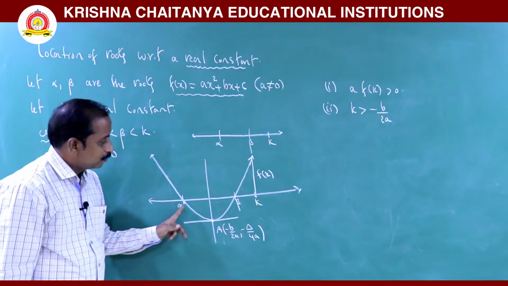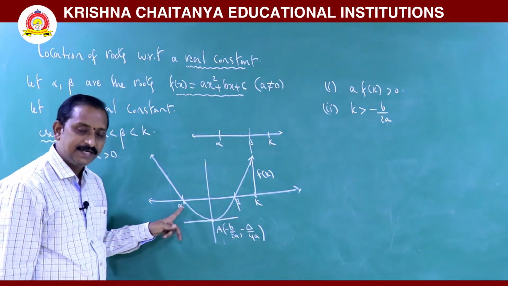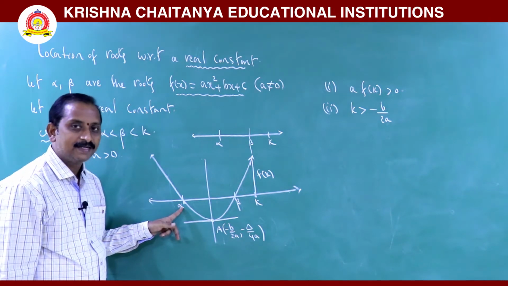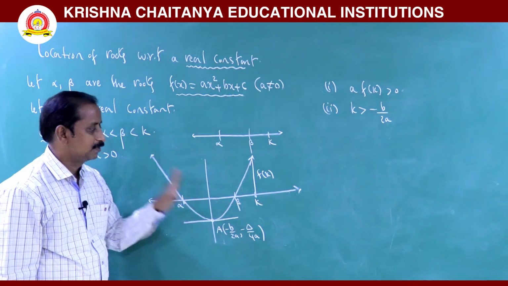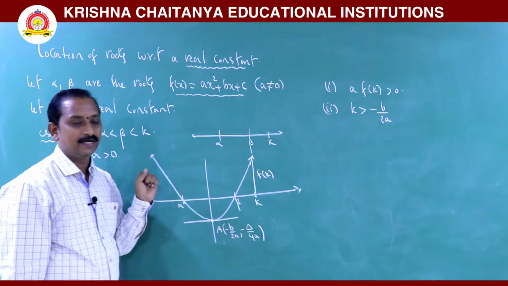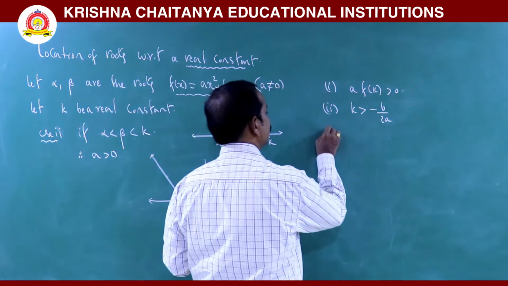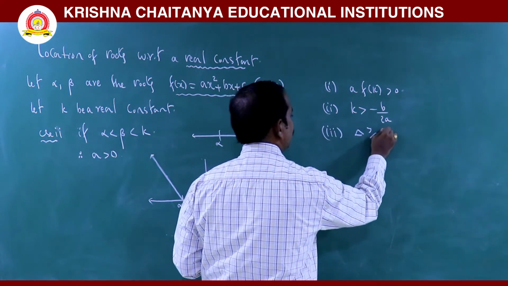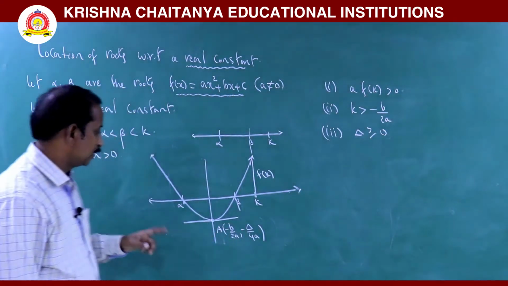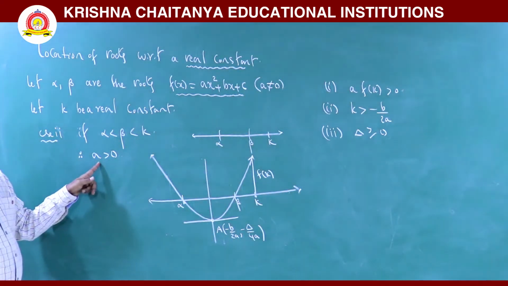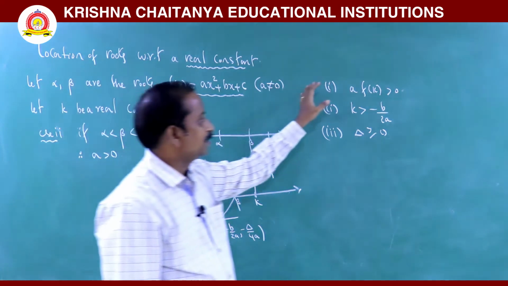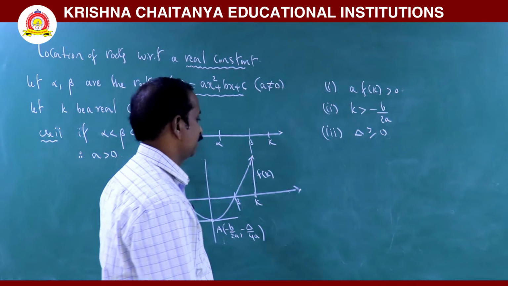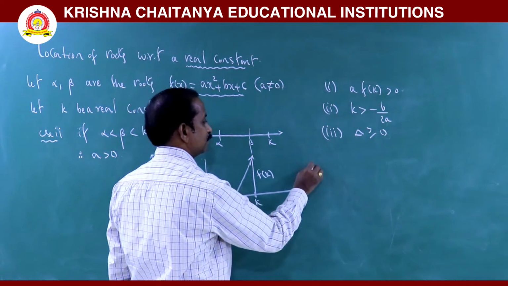And if alpha and beta are distinct, delta greater than 0. If they are equal, delta is equal to 0. The graph should not change, just a small change only, but the condition is the same. I can write delta greater than or equal to 0. If you consider a less than 0, these three conditions are not changed. I can represent that when a less than 0, conditions are not changed.